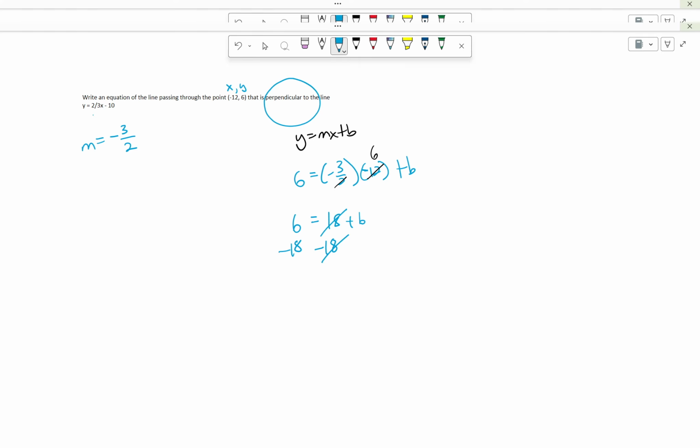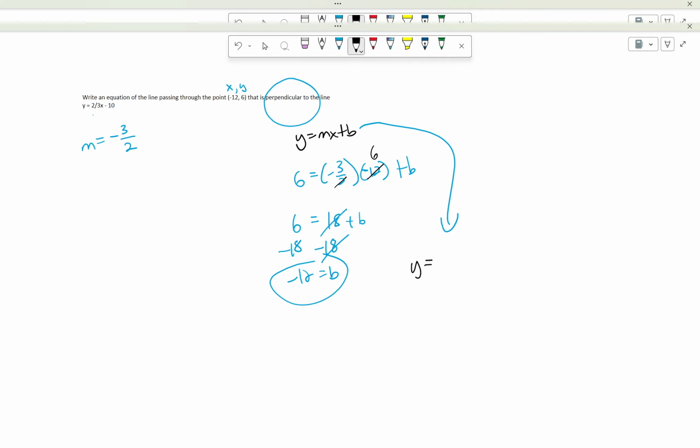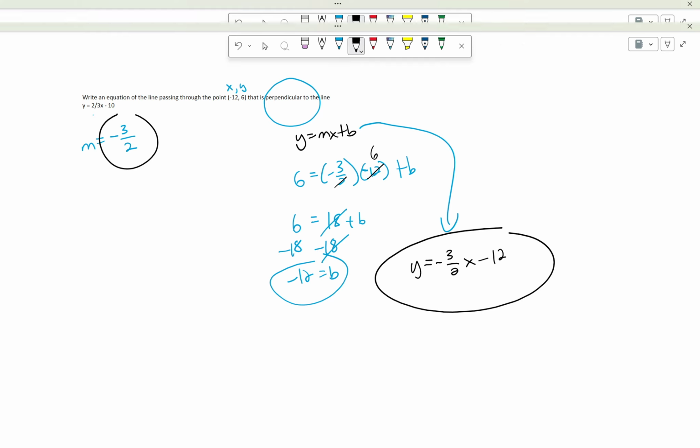Okay, 6 minus 18 is -12, and that's my b. And then I'm going to take that, right? And now I have my value for b. So I have my y is equal mx plus b. I have my m, -3/2, my x, and then my b is -12. And that's going to be the equation that will be perpendicular to the other equation passing through -12, 6.